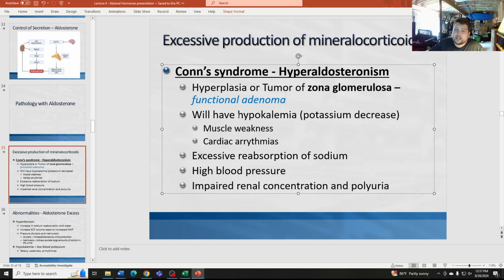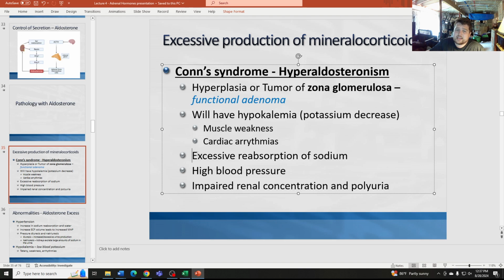As a result, we get hypokalemia, which means we have not enough potassium in the blood. Hypo is less, kalemia is potassium in the blood. This results in muscle weakness as well as cardiac arrhythmias, because we need the potassium within the muscles to do its job, to send those action potentials and all that kind of stuff.